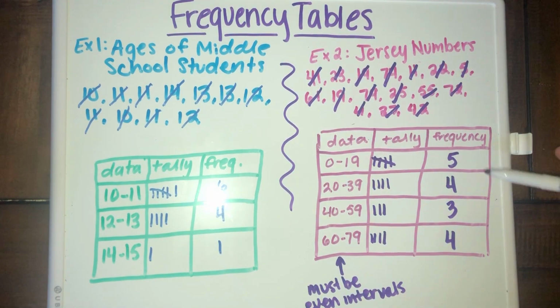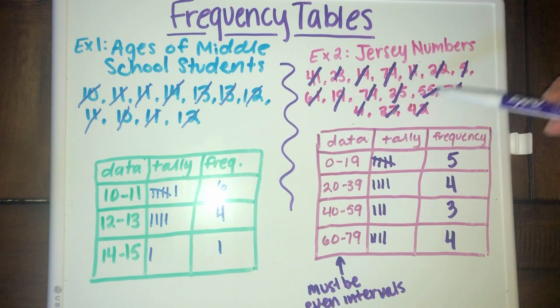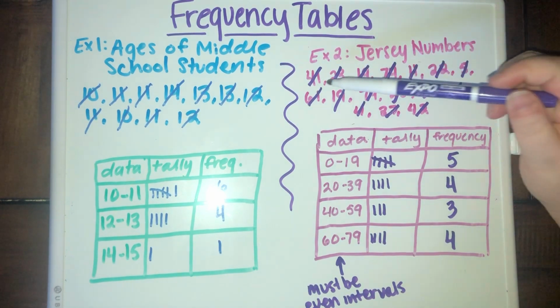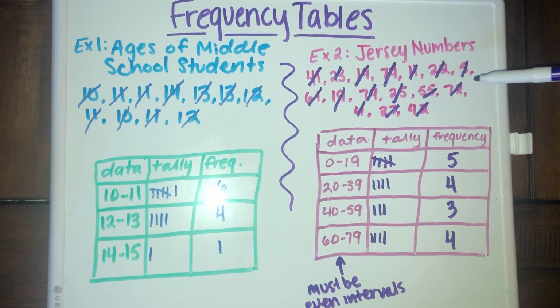Now again, just like I said, a little trick to make sure that you hit all your data points: you can add up your frequencies and then count to make sure they're all included. So 5 plus 4 is 9, 9 plus 3 is 12, 12 plus 4 is 16. So 1, 2, 3, 4, 5, 6, 7, 8, 9, 10, 11, 12, 13, 14, 15, 16. So I did get all of my numbers, and that is how you create a frequency table. Feel free to rewind if you missed a point or I was talking too fast. But that's it.